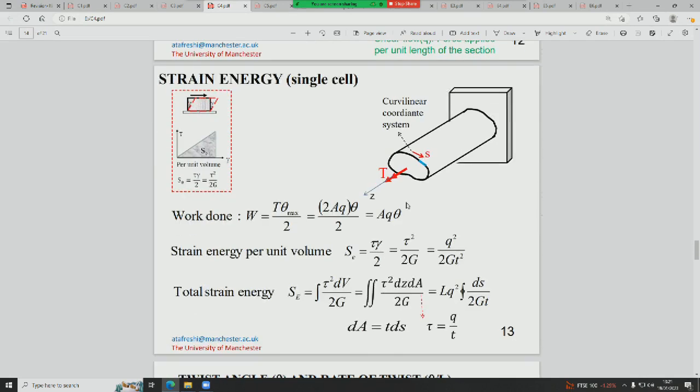Again, this equation, you can see we used it for the previous part as well. The work done is equal to the torque multiplied by the angle of twist in radians divided by 2. That is the work done. Then I showed you, because of the relation T equals 2Aq, we can say the work done is equal to the area enclosed by the perimeter, times the constant shear flow of a single cell, multiplied by the angle of twist.